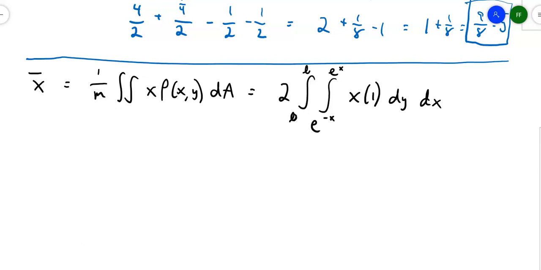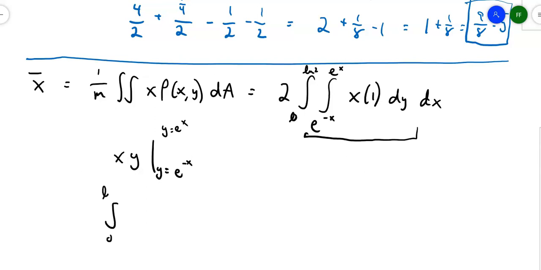0 for the lower limit, natural log of 2 for the upper limit. All right, this will be a little funky. When I integrate this with respect to y, I get xy, evaluated at y equals e to the x and y equals e to the negative x. This is going to cause me perhaps a little heartburn because I'm going to end up with the integral from 0 to the natural log of 2, carry down the 2 that you had before, of x times e to the x minus x times e to the negative x. How do I do that?